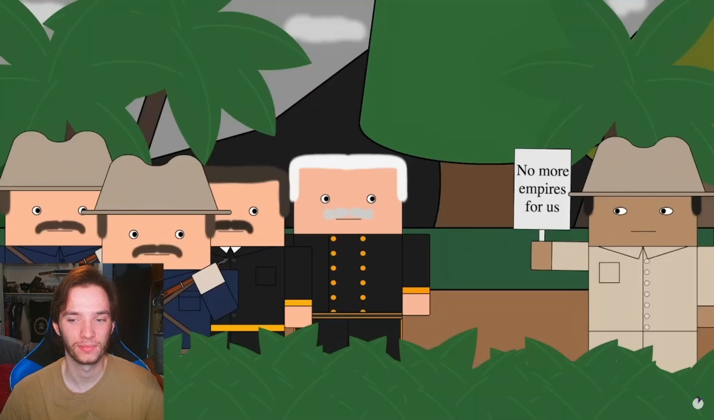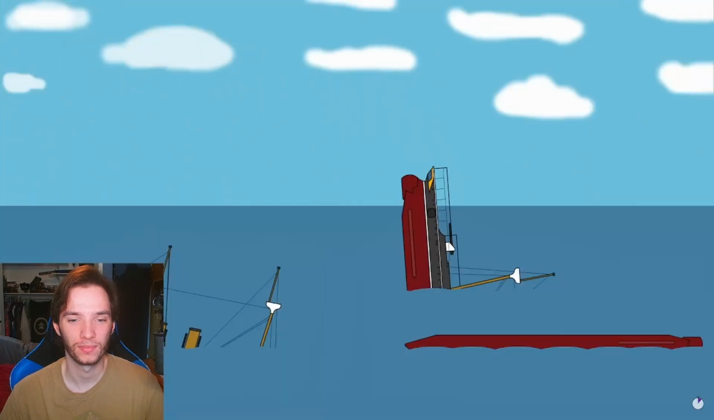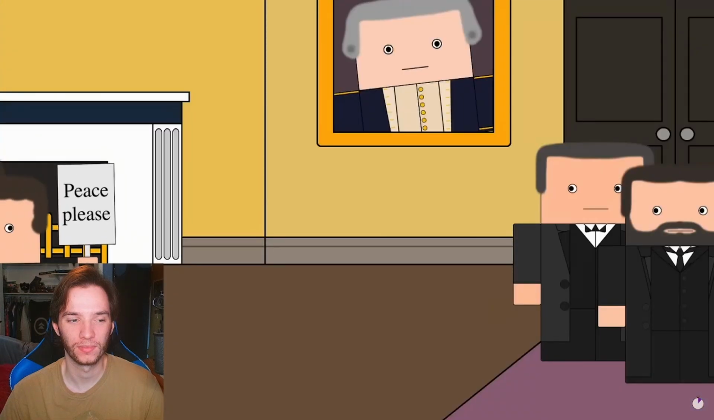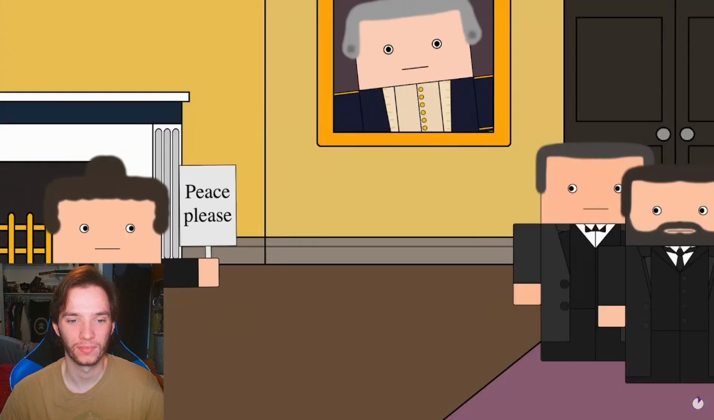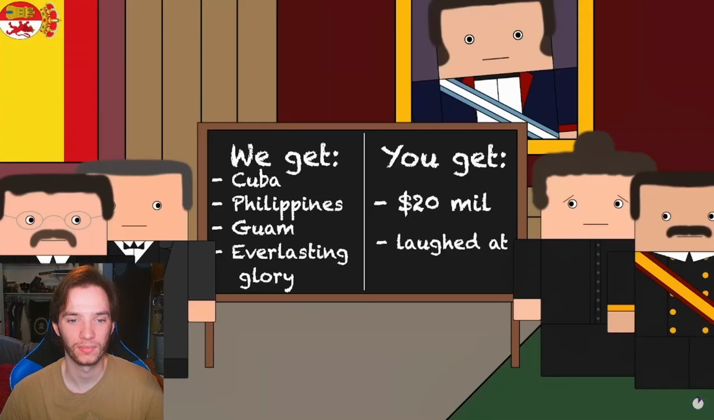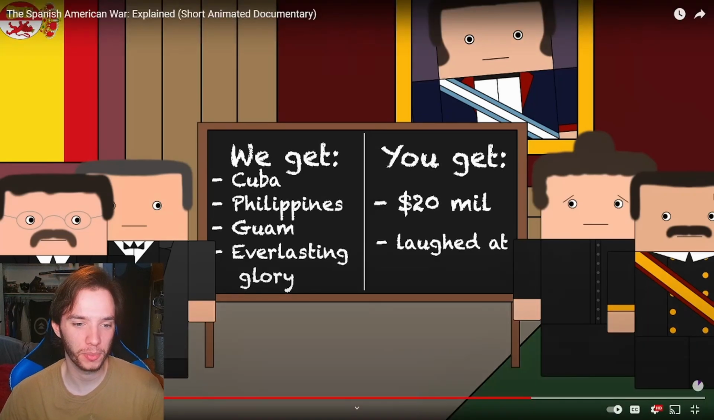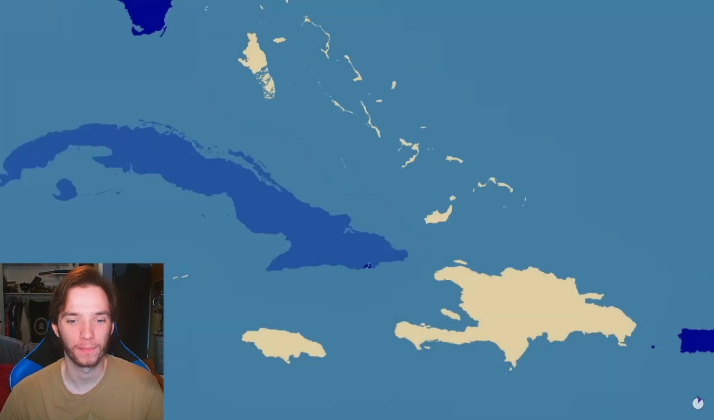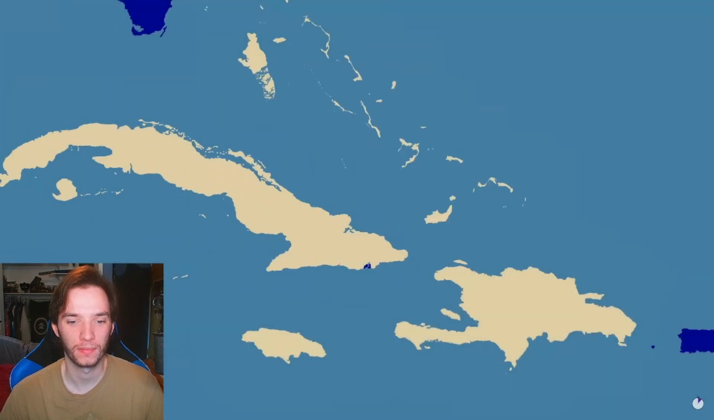With their forces on the run and much of their navy sitting at the bottom of the ocean, the Spanish sued for peace before the Americans could march on Havana. In December, a peace treaty was signed in which Spain lost Guam, we get Cuba, Philippines, Guam, everlasting glory. You get 20 mil, laughed. Philippines and Puerto Rico to the United States. Cuba became a US protectorate until 1902 when it gained its independence.